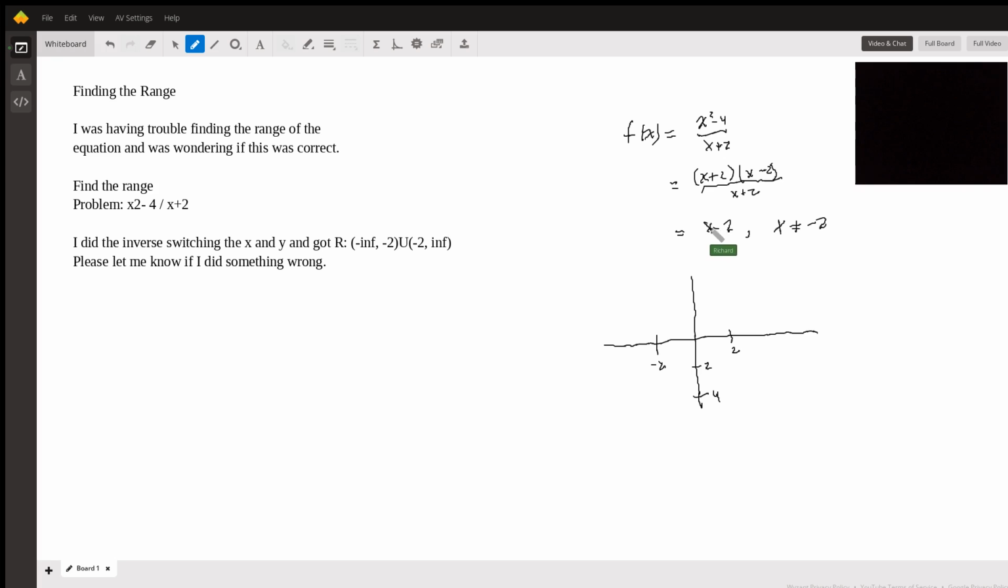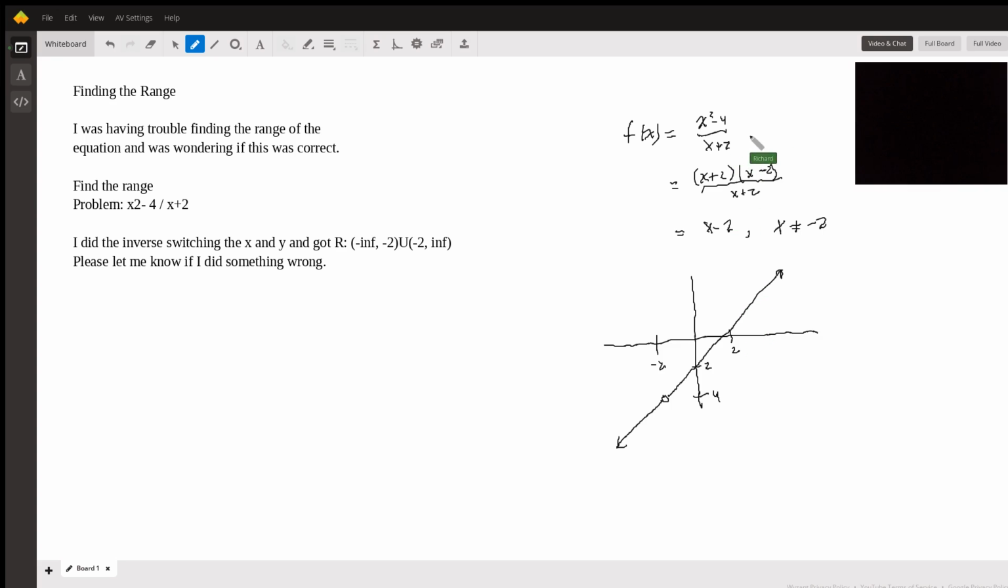When x is negative 2, negative 2 minus 2 is negative 4, and that's where our hole is. So you have to find the hole, and then we fill in this straight line. All I really needed to know was the hole, and get a nice graph here. Once you get the graph, you're pretty much done.